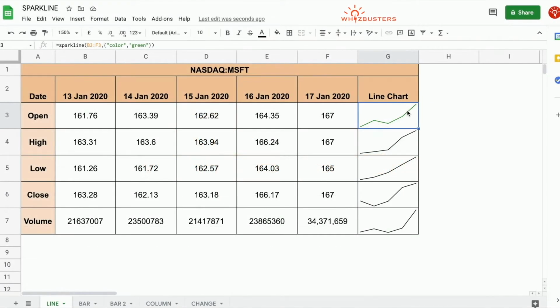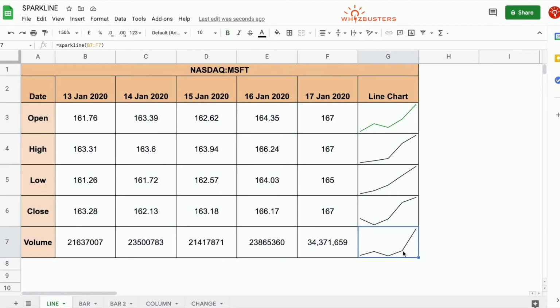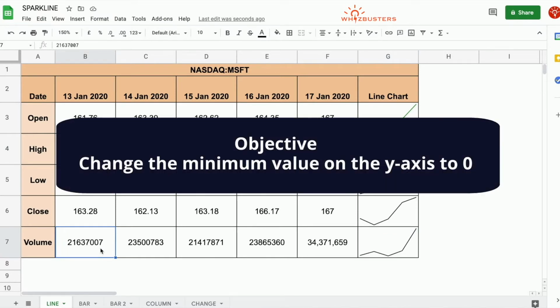Example. Let's look at the volume in row 7. Notice the lowest volume is 21,637,007. Let's change the minimum on the y-axis to 0 and see what we get.